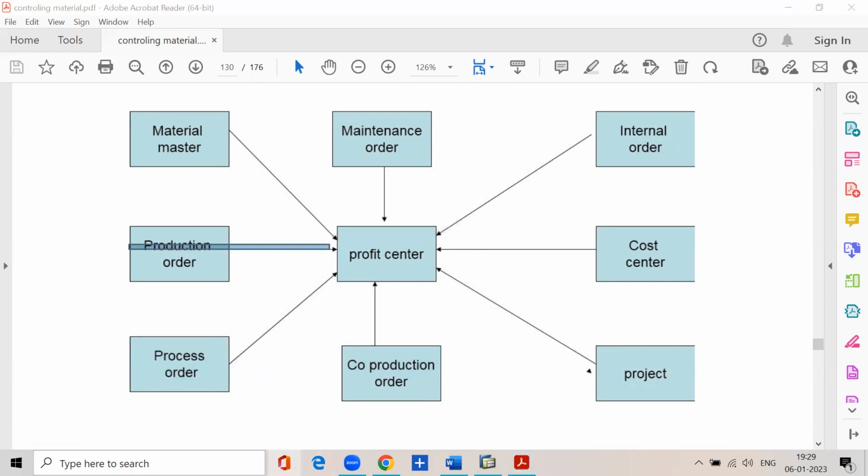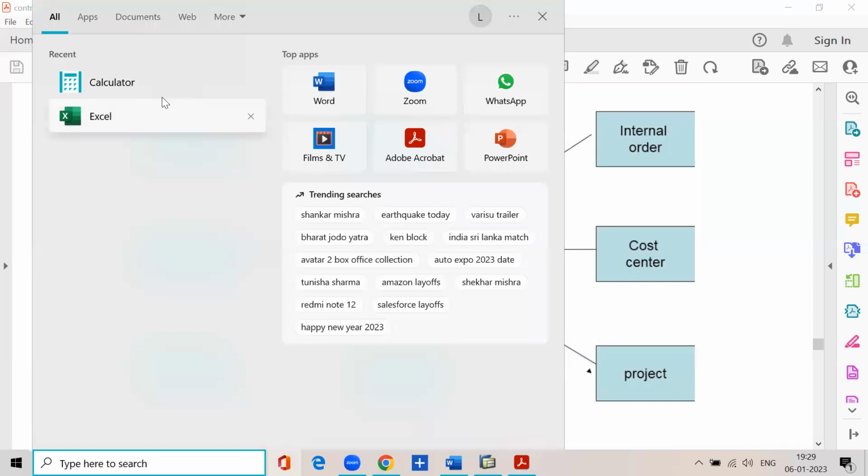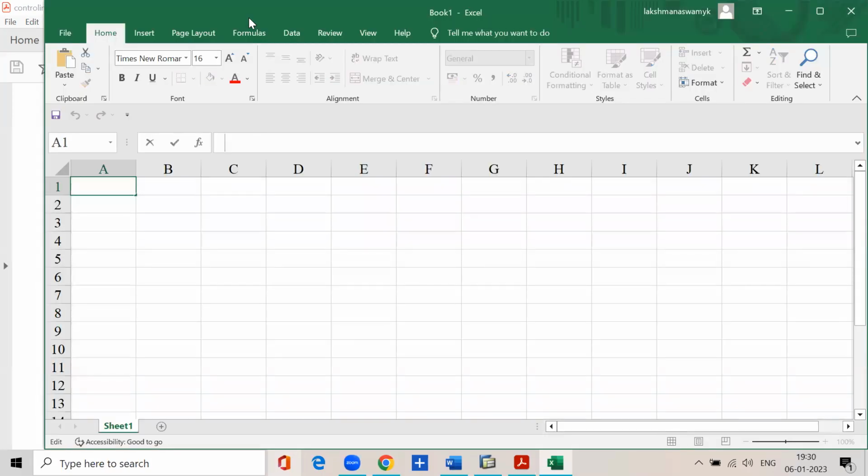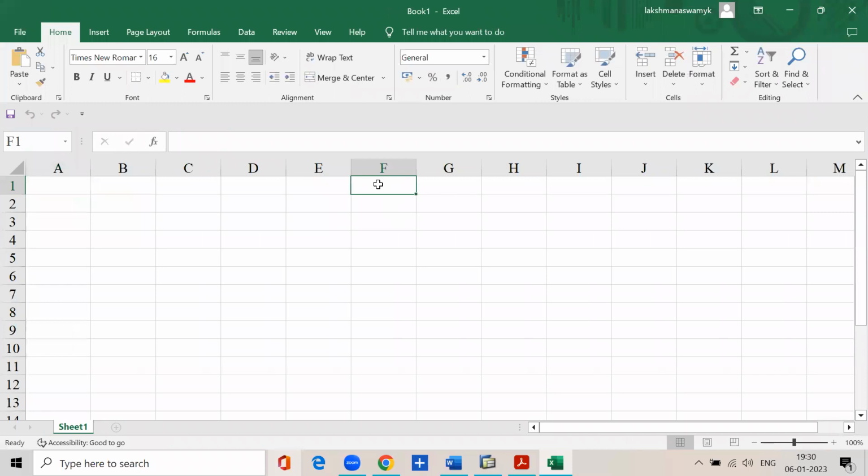How? For example, a profit center can be assigned in the cost center master record. Say, for example, our product 1 profit center is there.